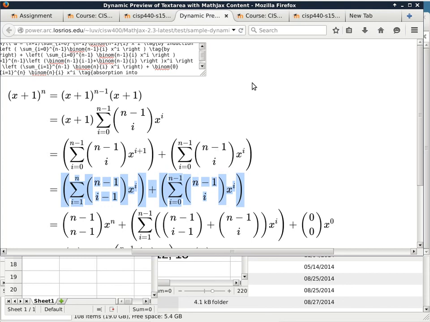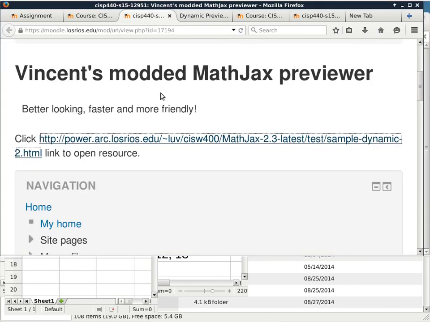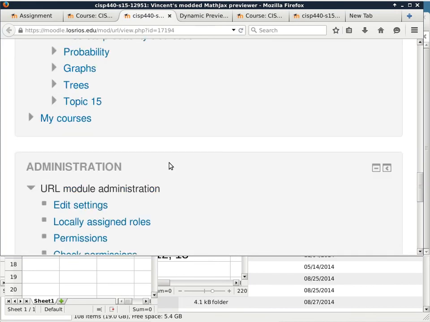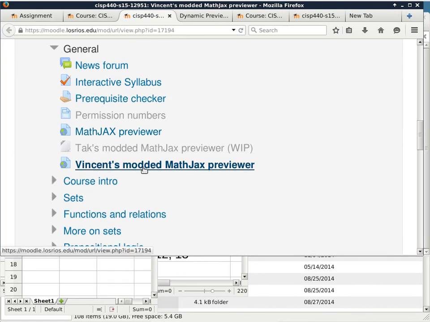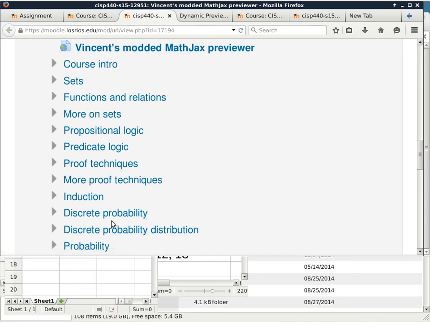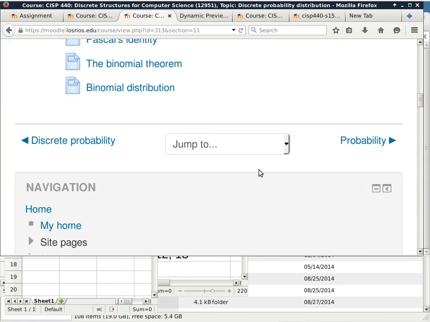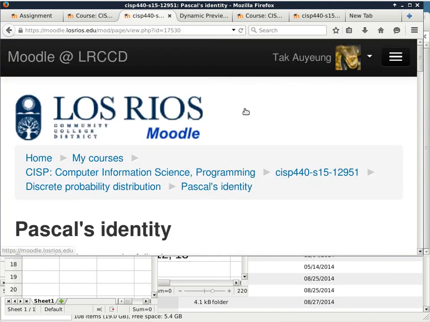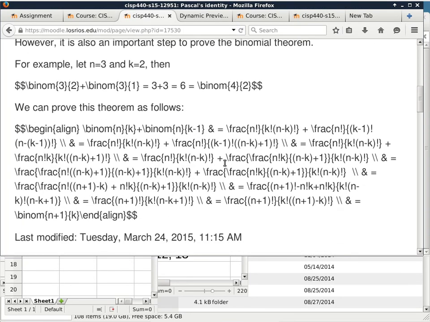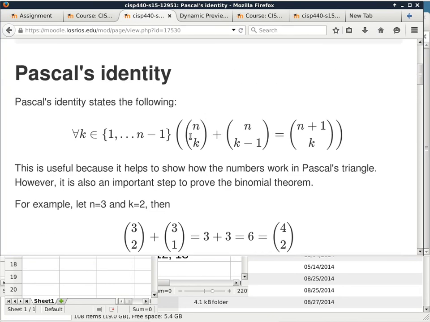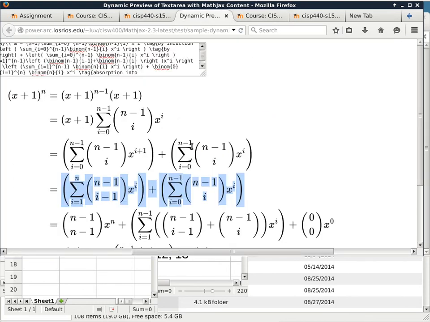What is Pascal's identity? Let's go back to Pascal's identity first, and we'll see how these things are all connected. So we'll look at Pascal's identity, which is under probability distribution. And this over here, so here's Pascal's identity, which is this one here. This is Pascal's identity. And this is where we are at.